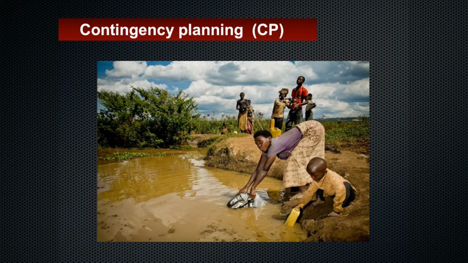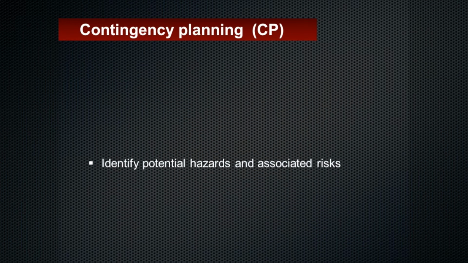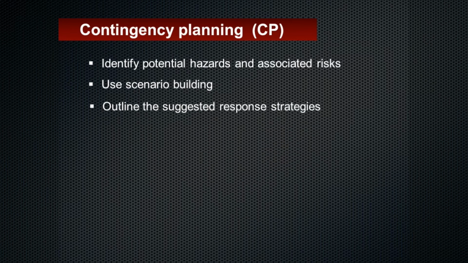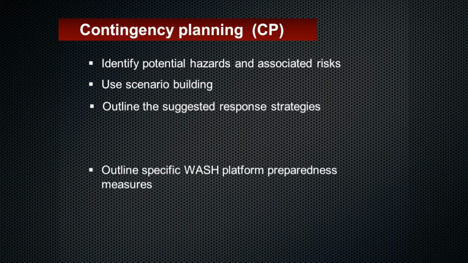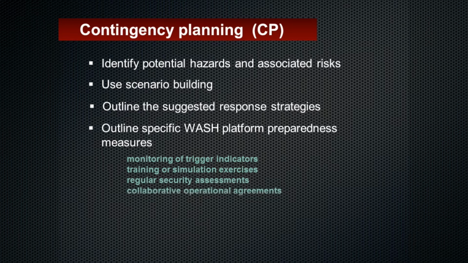The WASH platform will be entirely part of the process that will include identifying potential hazards and associated risks in conjunction with the SAG. Use scenario building to assess the potential impact and consequences of the hazards identified. For each scenario, outline the trigger factors, risks, assumptions, specific objectives, and suggested response strategies. Outline specific WASH platform preparedness measures that might be required, for example, the monitoring of trigger indicators, training or simulation exercises, regular security assessments, collaborative operational agreements.